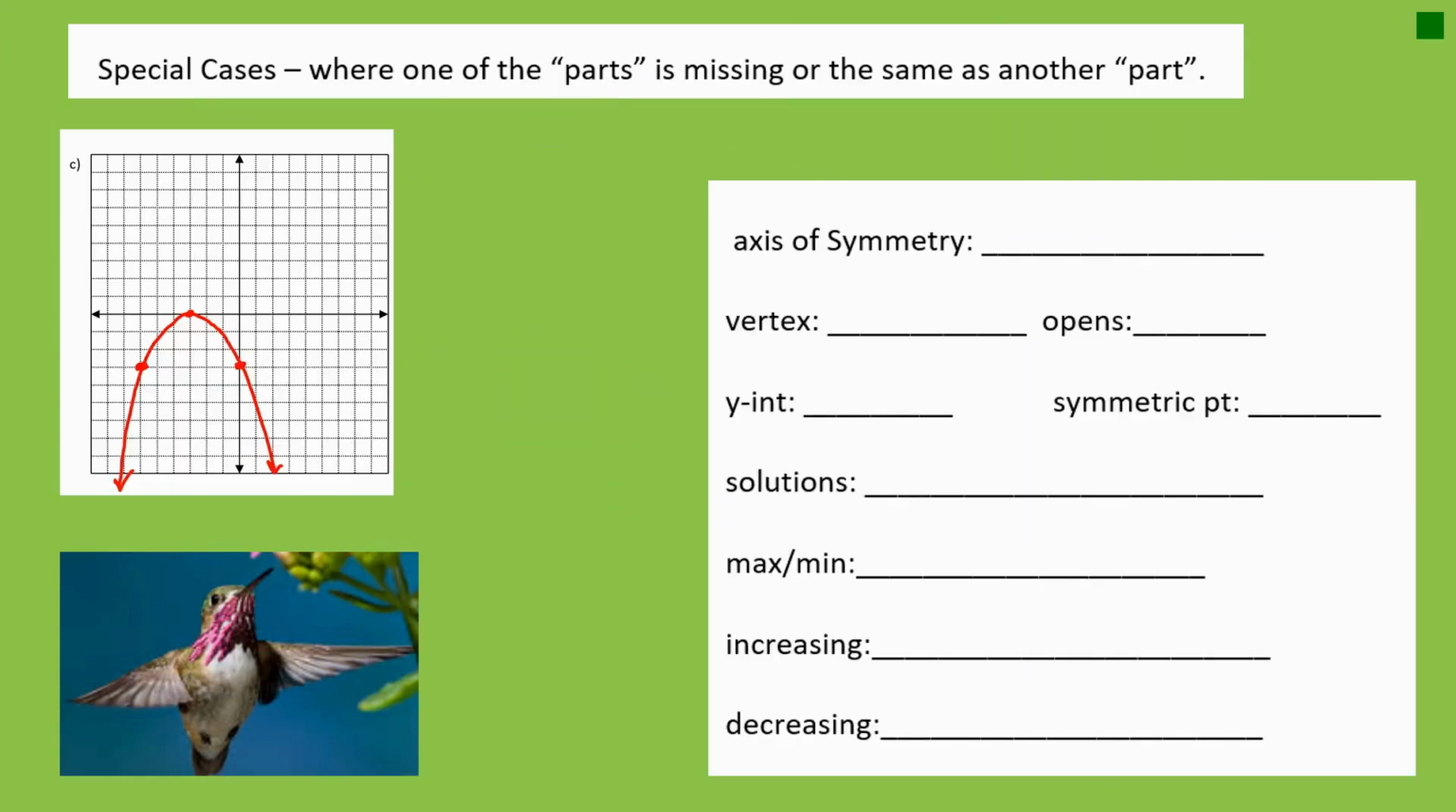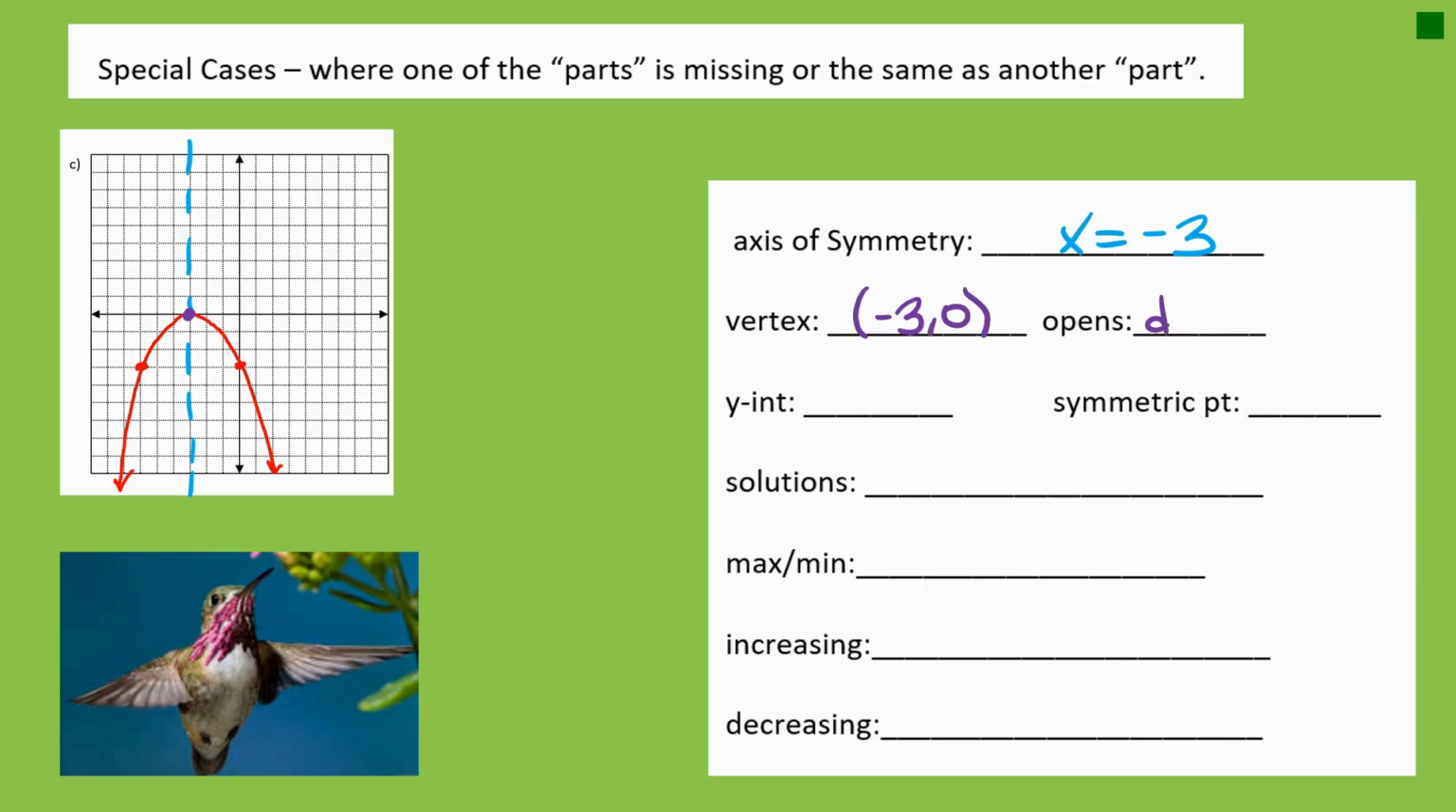Okay, special cases are where some of the parts are the same, and that kind of freaks people out. For this part, we're just going to identify them. Next one, we're going to actually graph them, but for today, we're just going to identify them. Axis of symmetry, remember, is that invisible line that is the x value of the vertex, where all the x's are -3. The vertex is where the curve occurs, so it's at -3, 0.